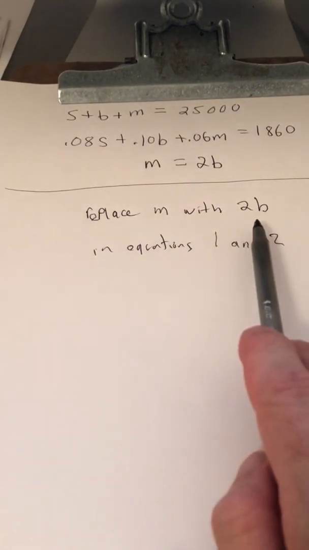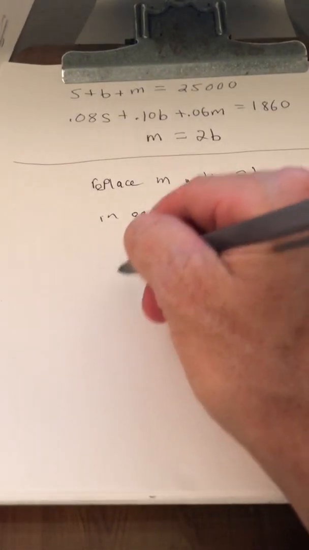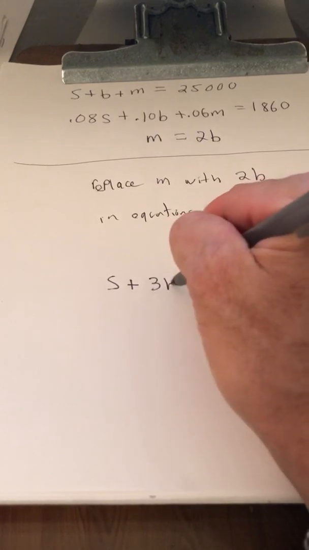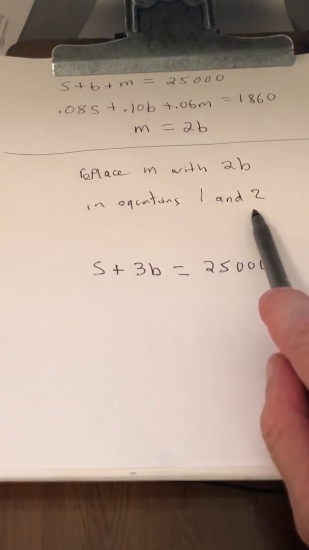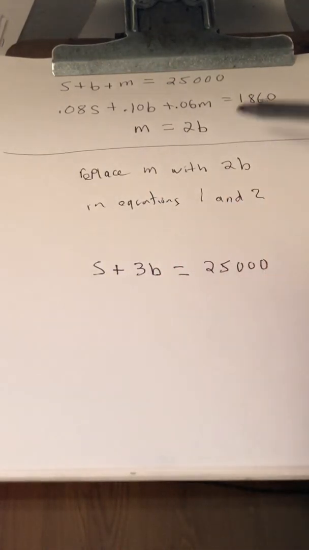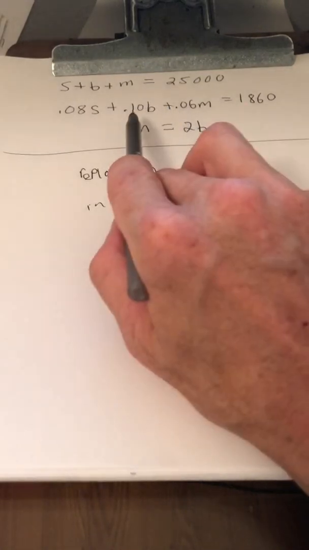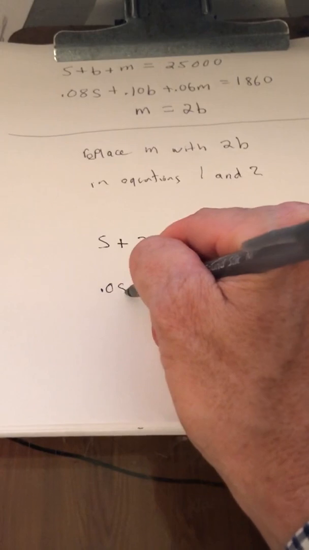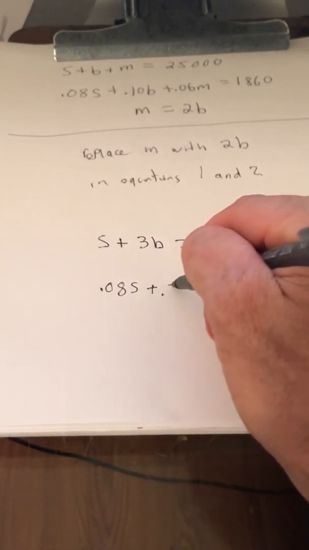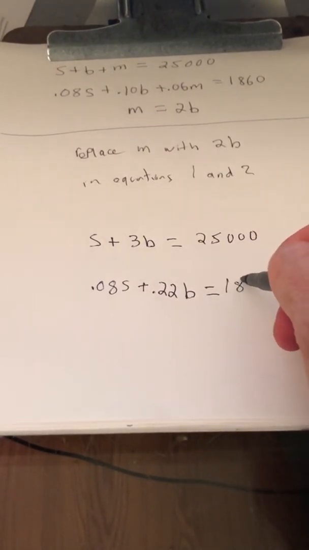If I replace m with 2b, what I get is b plus 2b, which of course is 3b. So the first equation becomes s plus 3b equals 25,000. And in equation 2, if m is 2b, this term becomes 2 times 0.06b, which is 0.12b. Well, 0.12b plus 0.10b is 0.22b. So the second equation becomes 0.08s plus 0.22b equals 1860.